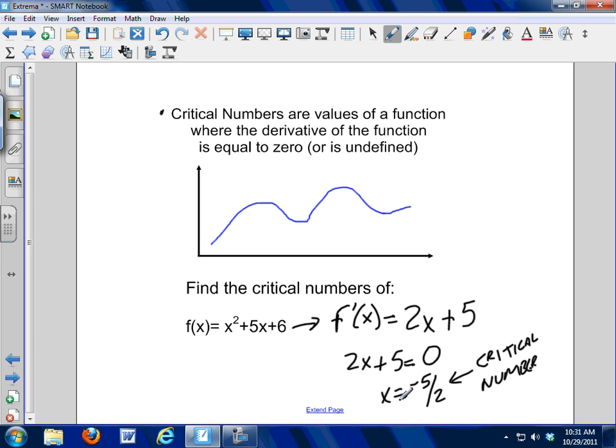Okay, which means it's a peak or it's a valley of the function. Okay, we know this is a parabola. Which way does this parabola open? It opens upward, right? Okay.